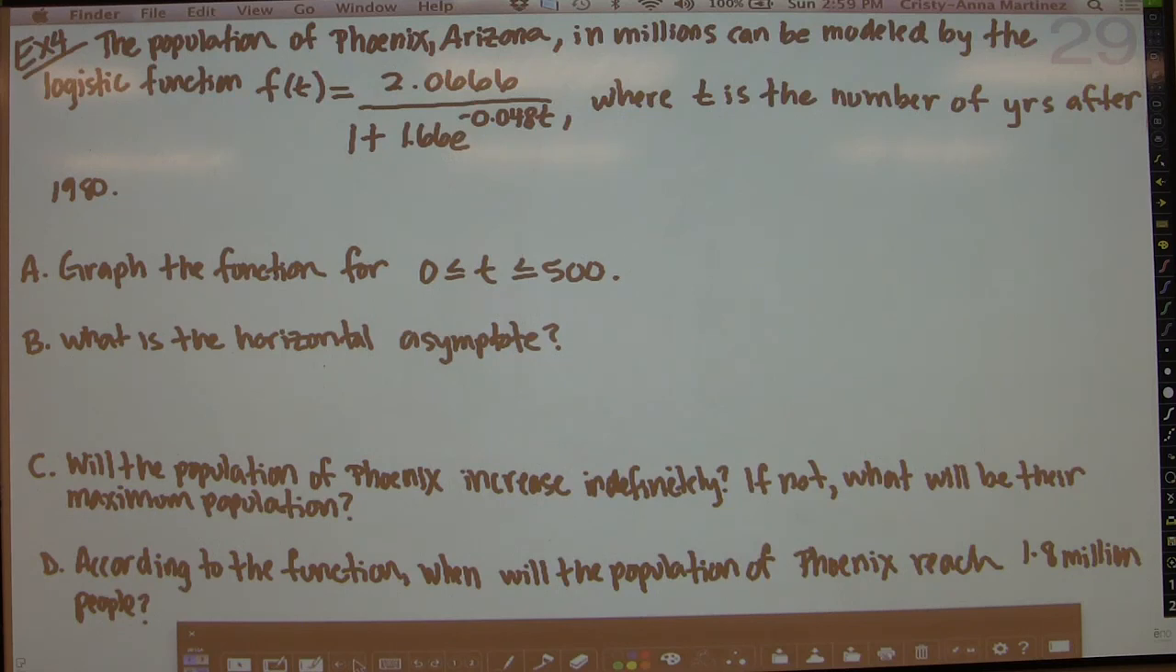Alrighty. And then it says, where t is a number of years after 1980. So that means that year 1 would be 1981. All right, so part A says graph the function for x values or t values between 0 and 500. So in your window, you're going to want to go from 0 to 500. And you're probably going to want to go by 25s on their scale. And then as far as your y-axis, you might want to start at 0 and then go up to only about 3. Trust me on that one.